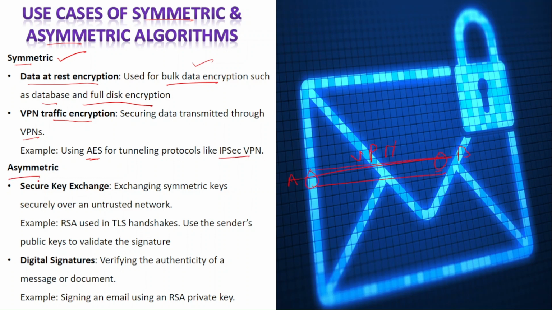As we studied, the usage of asymmetric is secure key exchange, because when symmetric encryption takes place between two parties A and B, the symmetric key exchange is a challenge which is done through the asymmetric algorithm. That is, exchanging symmetric keys securely over an untrusted network such as the internet. For example, RSA is used in TLS handshakes. Use the sender's public key to validate the signature.